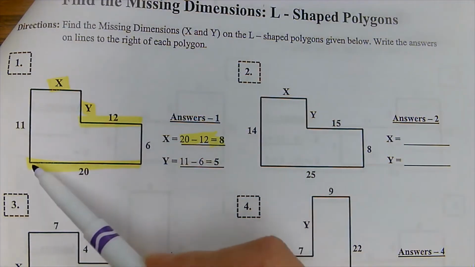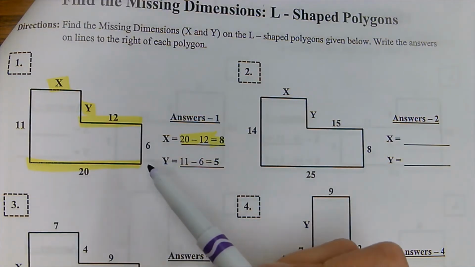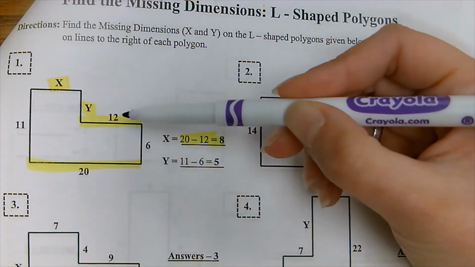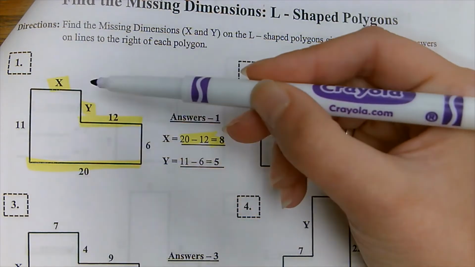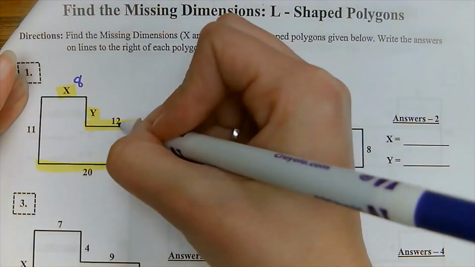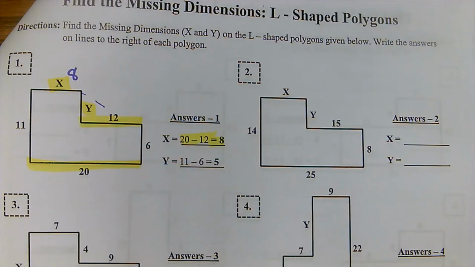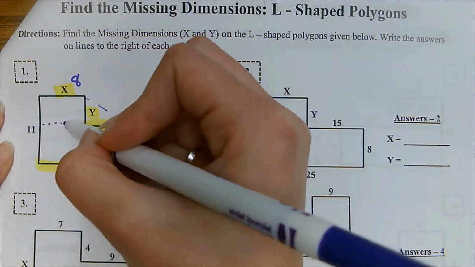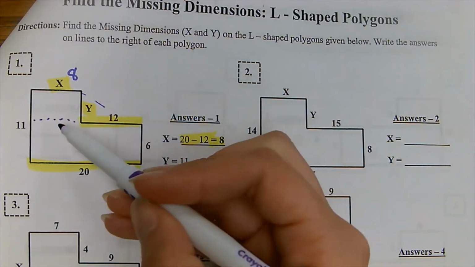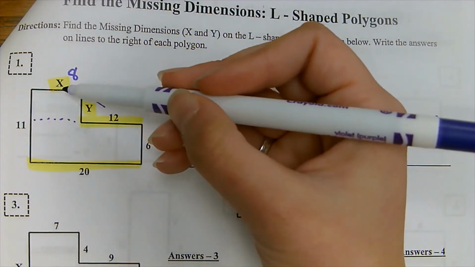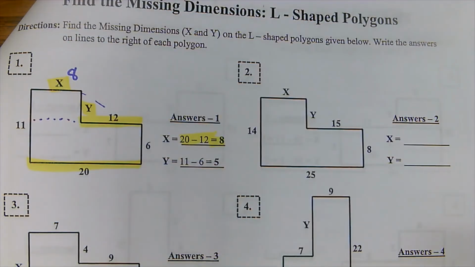Again, I have 20 across the bottom. I've taken 12 of those units across, and then the missing piece here of X would be 8, because 20 minus 12 is 8. That would be like if I had that 8 right across here. 8 plus 12 is 20. I just have that 8 piece raised up a little bit.